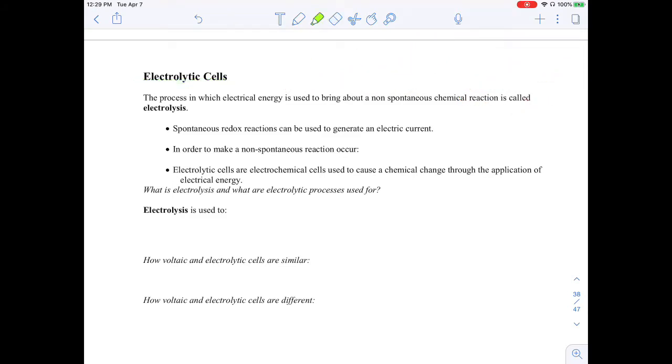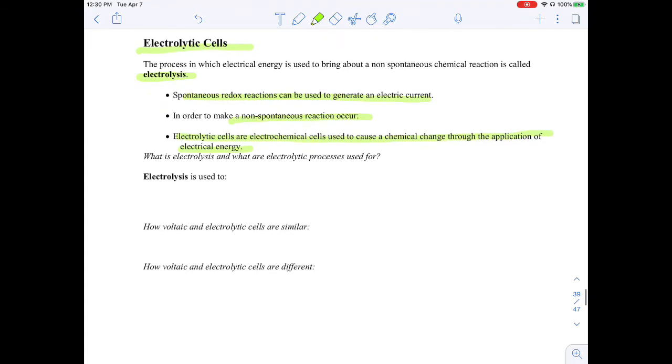Electrolytic cells. The process in which electric energy is used to bring about a non-spontaneous chemical reaction is called electrolysis. Spontaneous redox reactions can be used to generate electric current, but in order to make a non-spontaneous reaction occur, you need to supply electric current. So electrolytic cells are electrochemical cells used to cause chemical change through the application of electrical energy.